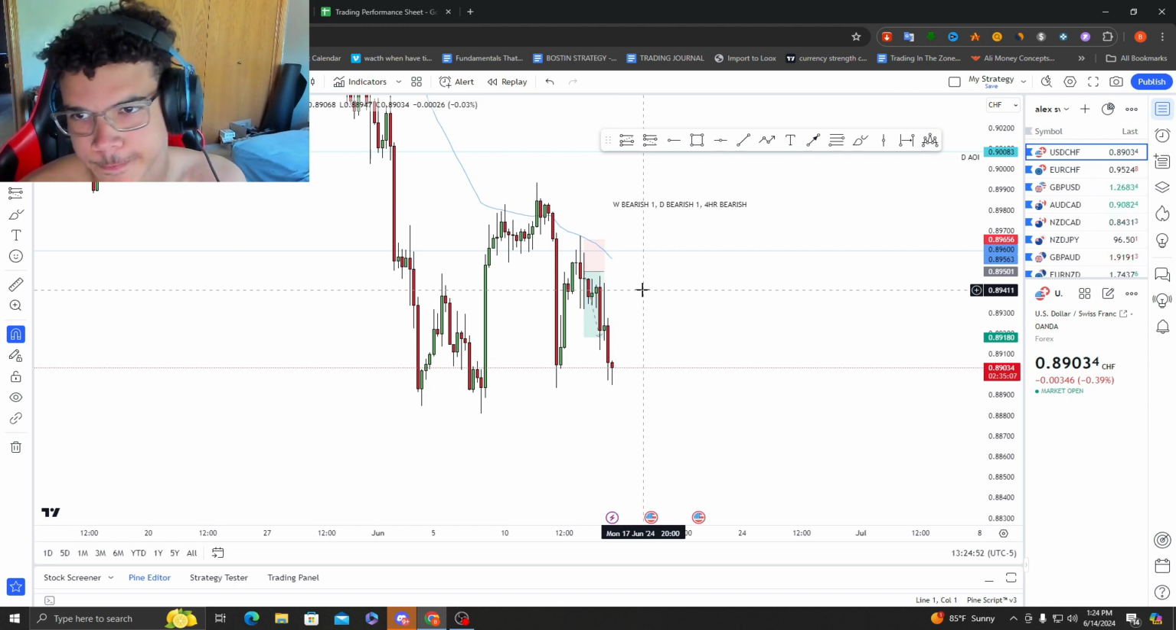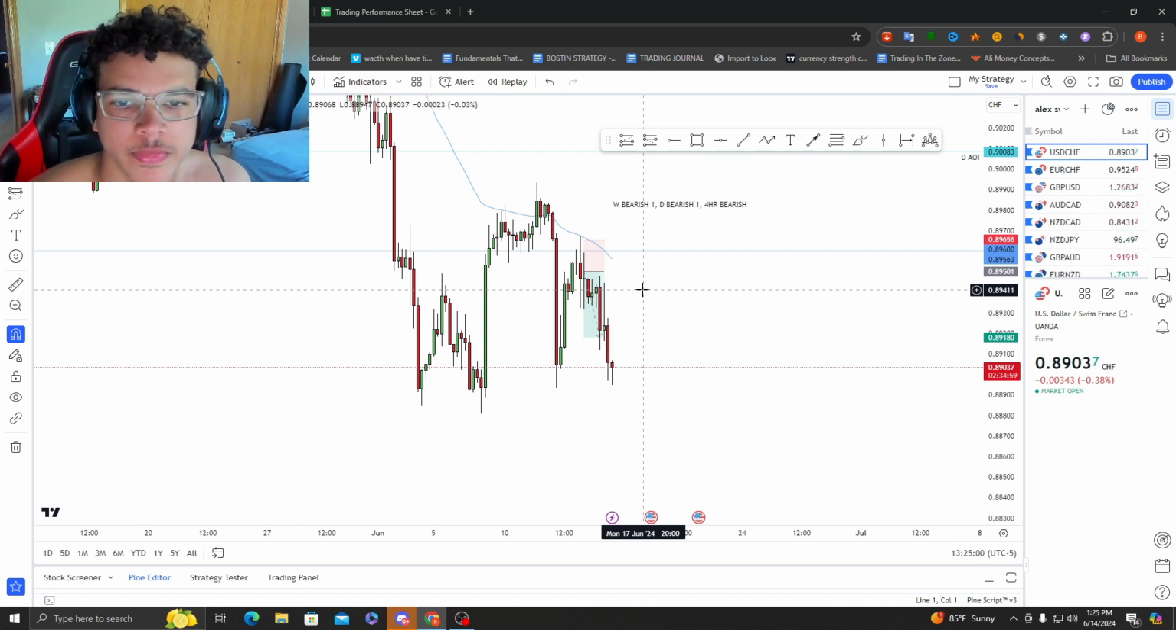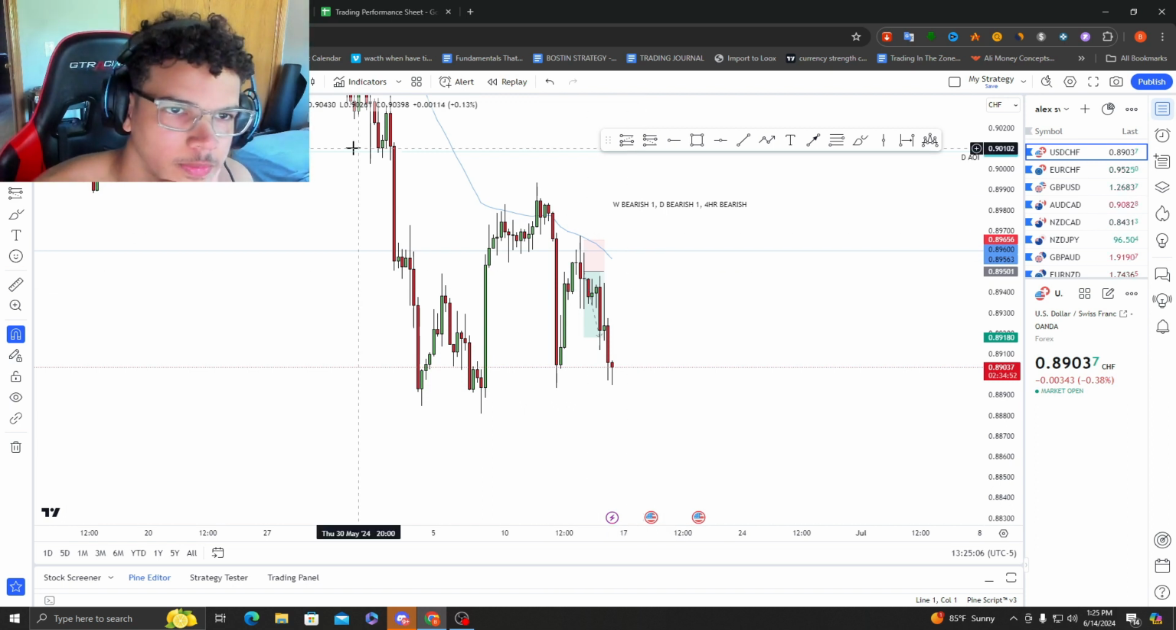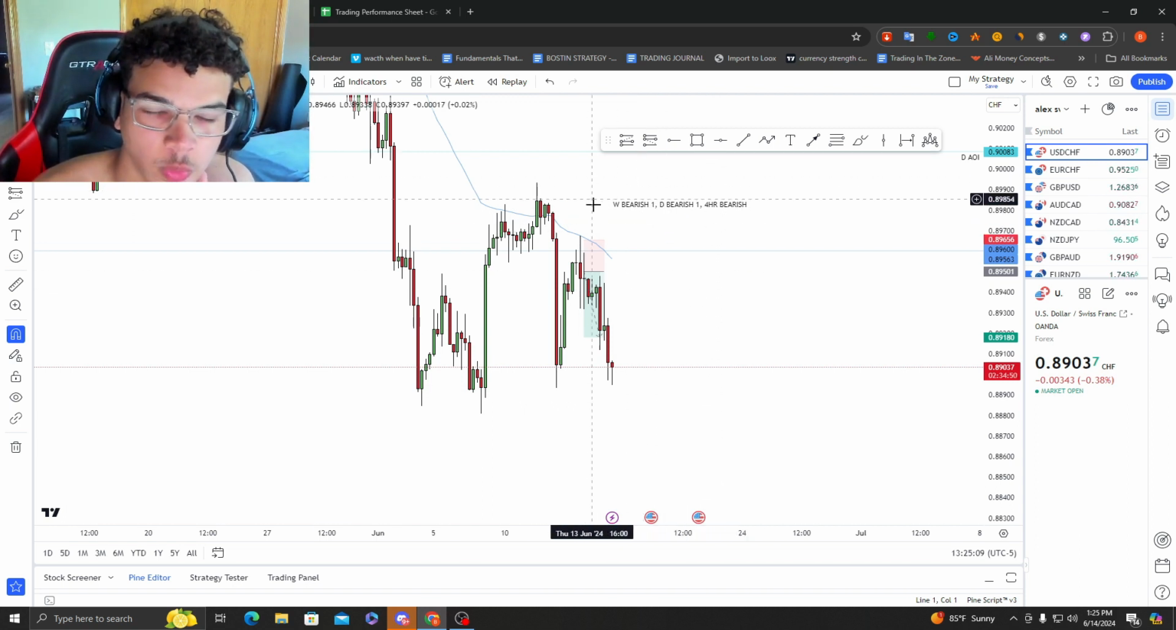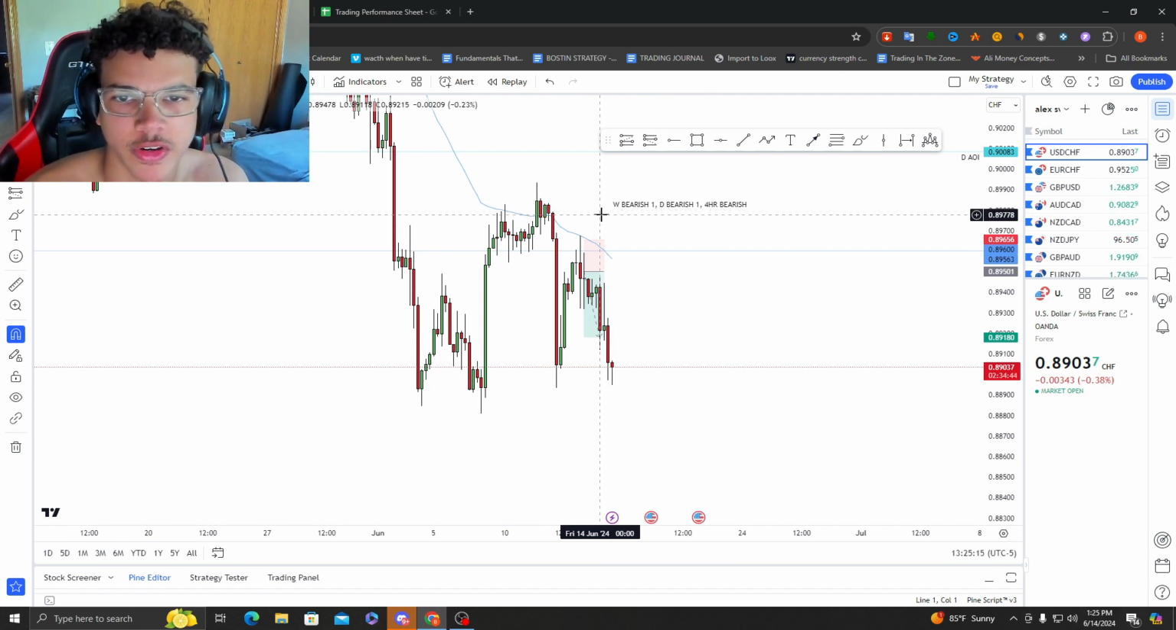First thing, what I do: I'm a higher time frame trading guy. You can call me a swing trader if you want. I also day trade, but I'll probably call myself more of a swing trader. As you can see, we have the 4-hour, daily, and weekly time frames. I only trade in favor of the trend. I do not counter-trend trade.